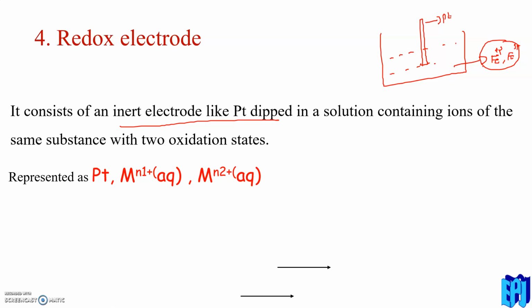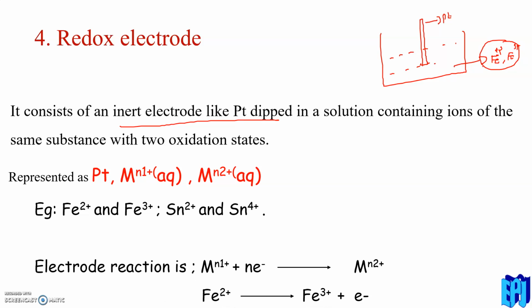It is represented like this: Pt bar Mn plus, the lower oxidation state, bar Mn2 plus, the second oxidation state. Examples are the Fe2 plus, Fe3 plus electrode and the Sn2 plus, Sn4 plus electrode. When you write the examples, please keep in mind that the two oxidation states are stable in nature. The electrode reaction can be written like this: Mn plus gives Mn2 plus plus n electrons, that is Fe2 plus gives Fe3 plus plus electrons, and the reverse reaction.